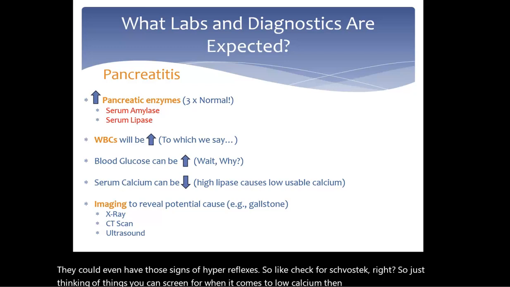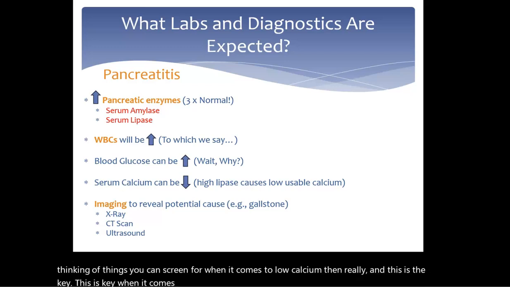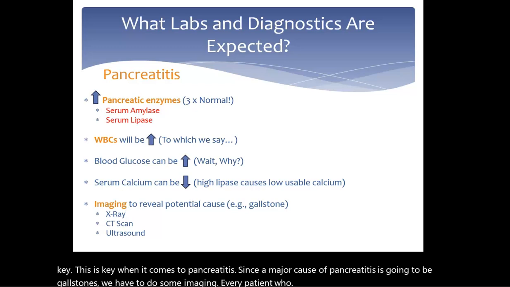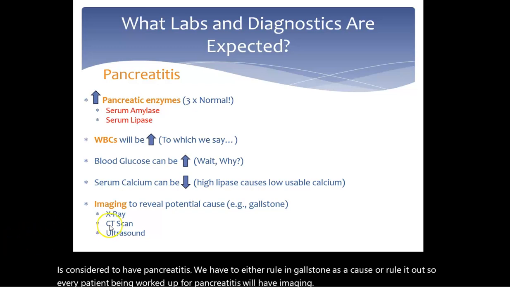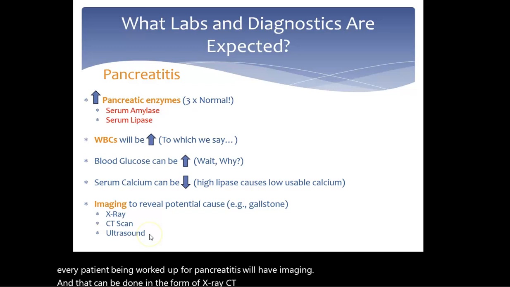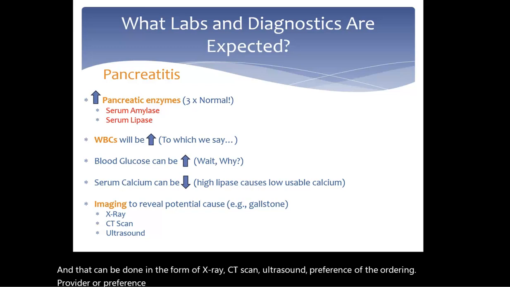Then really, and this is key when it comes to pancreatitis, since a major cause of pancreatitis is going to be gallstones, we have to do some imaging. Every patient who is considered to have pancreatitis, we have to either rule in gallstone as a cause or rule it out. So every patient being worked up for pancreatitis will have imaging. And that can be done in the form of x-ray, CT scan, ultrasound, preference of the ordering provider, or preference of what's available right at that facility. So make sure that you expect that imaging is going to be done.